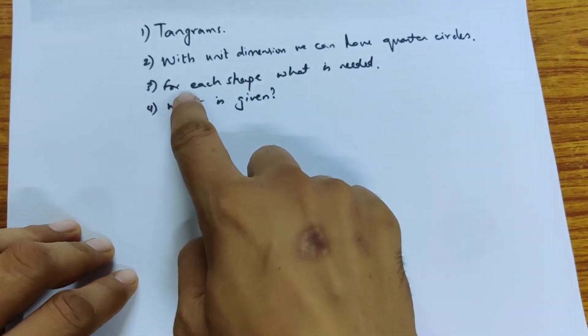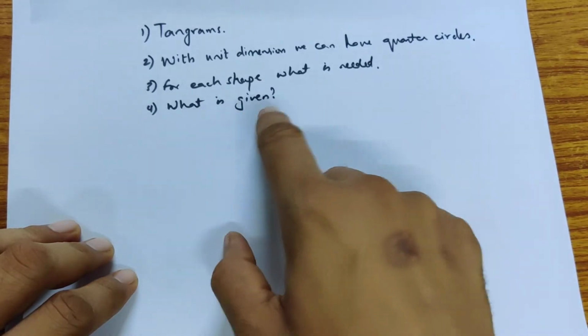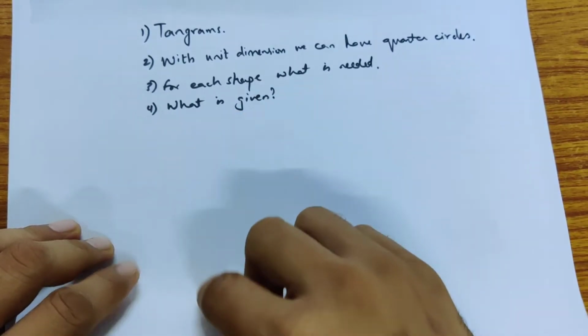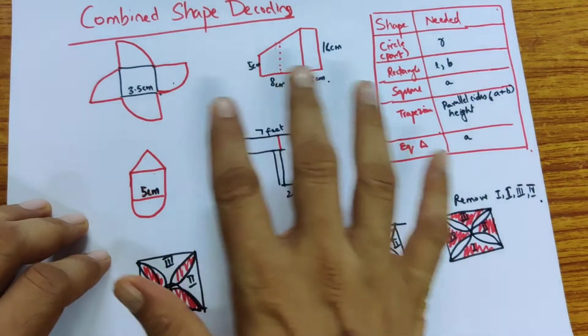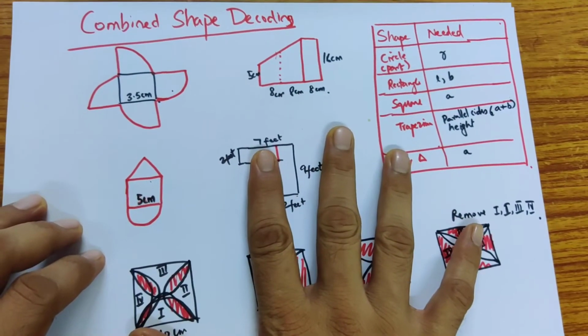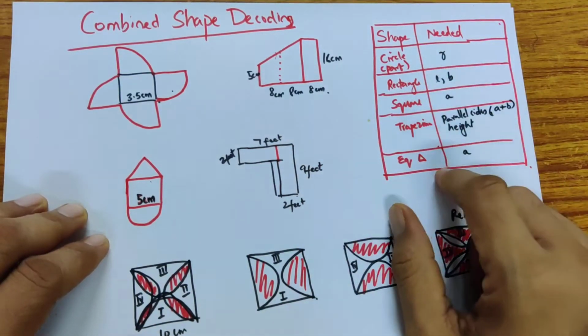The third thing is you should know for each shape what is needed, and the fourth is you should know what is given, right? So if I look at these shapes, these are all some example shapes that were in the Tamil Nadu textbook. Then I have a table that helps me understand what are the things I need.